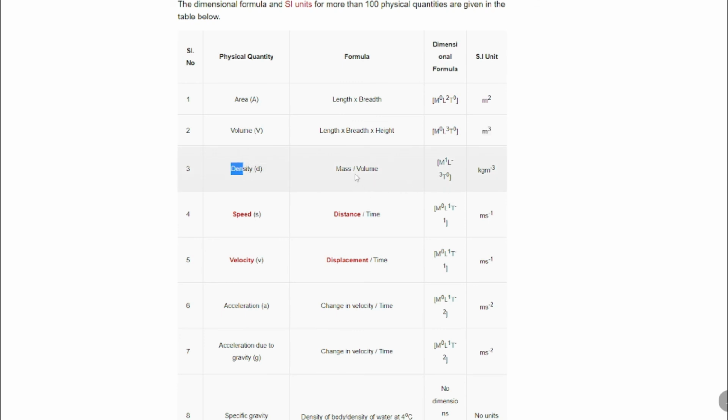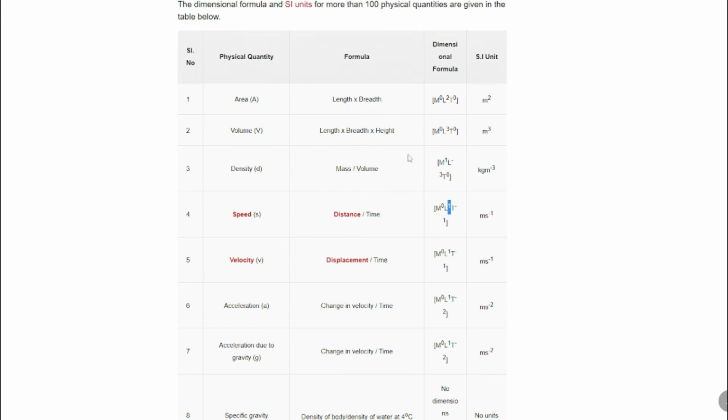Density's formula is mass by volume. So what is the SI unit of mass? kg. Volume's SI unit is meter cube. Kg means 1 unit of mass is given, so M1. Meter, length minus 3, here we will write minus 3, and T equal to 0 because nothing of time is given. Speed's formula is distance by time. The SI unit will be meter per second, so there will be length 1 and second is written as minus 1, so you will write time minus 1.